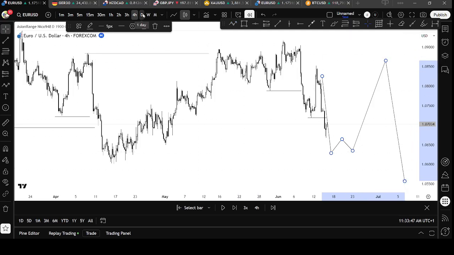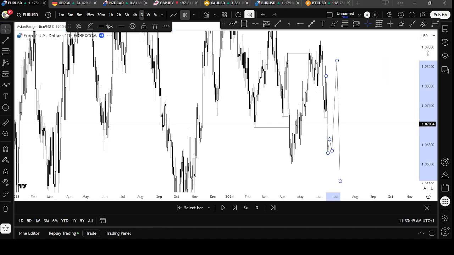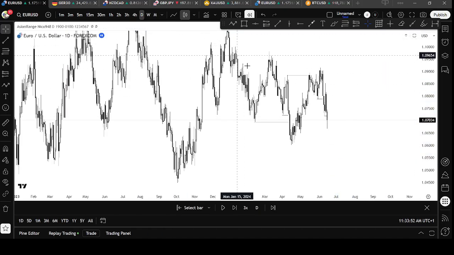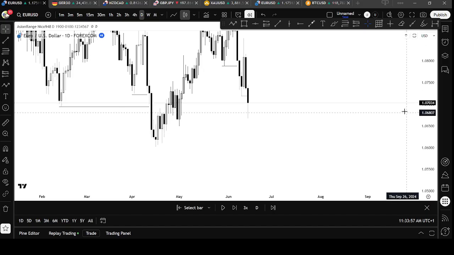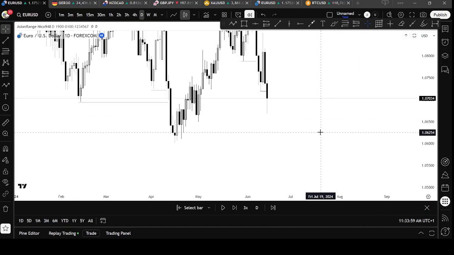Now let's go to our daily time frame to mark our key level. So if you want to mark a better key level, you go one time frame higher. Most of the time, if I'm on a 4-hour time frame, I'll go to a daily time frame to look for a key level. If I do not see a key level on a daily time frame, I can now use the 4-hour key level.